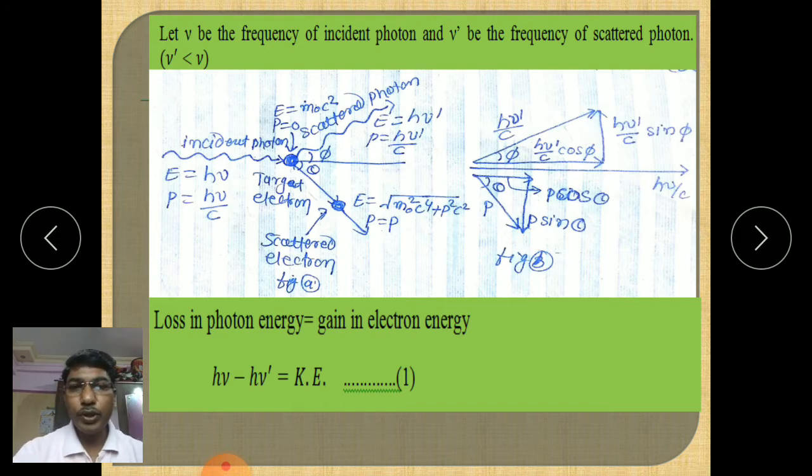Now you know both the energy and momentum are conserved. You have to see here one by one. Now the energy conservation: the loss of photon energy is equal to gain in electron energy, h nu minus h nu dash. This loss of photon energy is equal to kinetic energy gained by the electron.